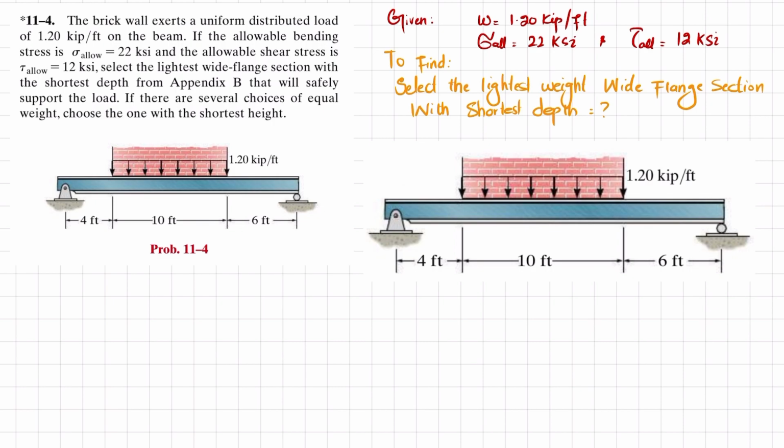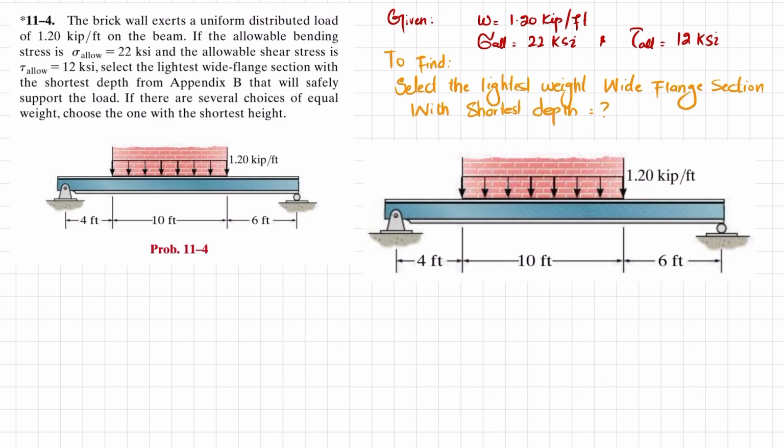So you can see this is the beam, and this wall exerts a uniformly distributed load of 1.20 kips per foot. So select this wide flange beam with the shortest depth.